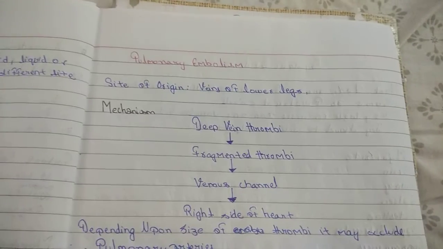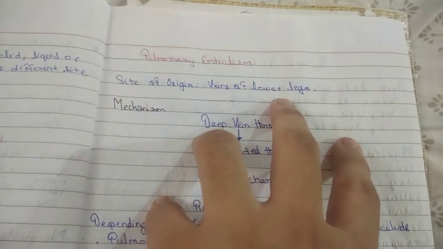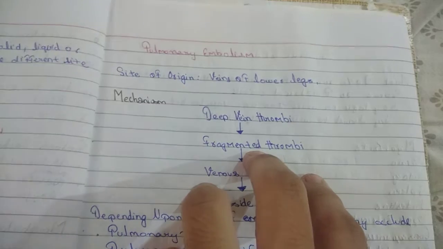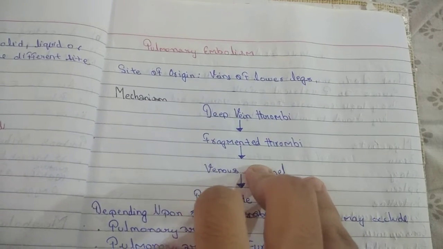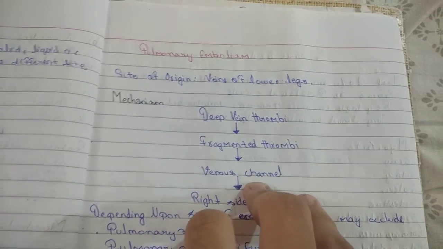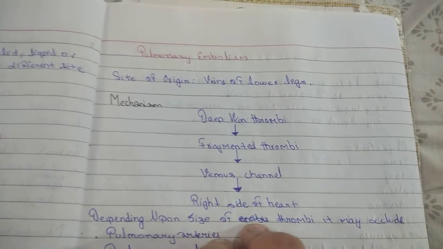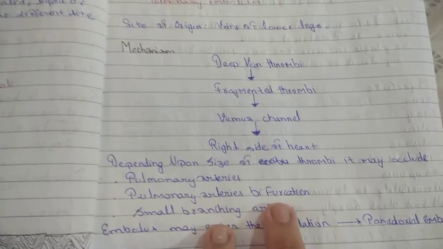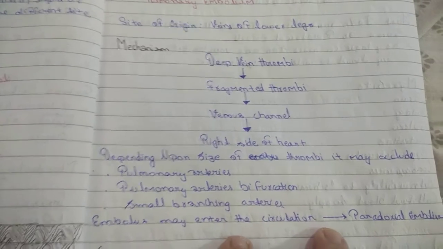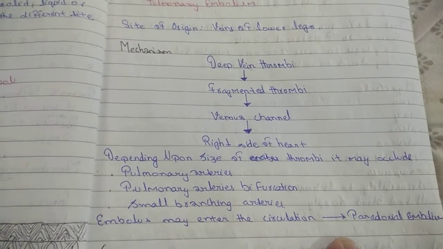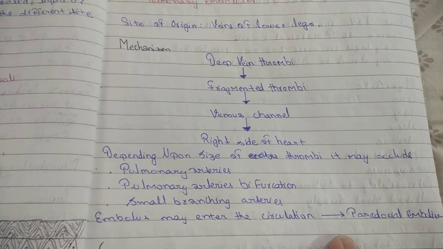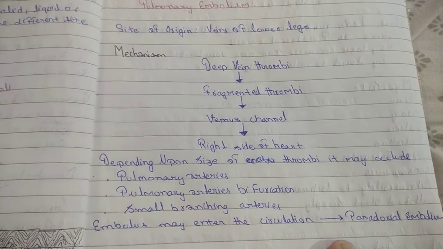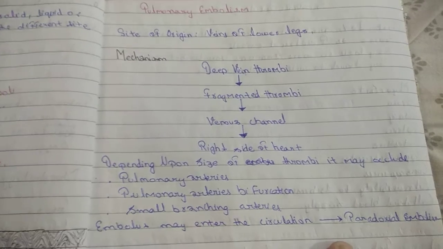What is pulmonary embolism? Site of origin, it is veins of lower legs. Mechanism: deep venous thrombi get converted into fragmented thrombi. Fragmented thrombi enter into the venous channels and then into the right side of heart. Depending upon the size of thrombi, it may occlude first pulmonary artery bifurcation, then small branching arteries. Embolus may enter into the systemic circulation through paradoxical embolism. Paradoxical embolism means embolus carried from arterial side to the venous side as well as vice versa.